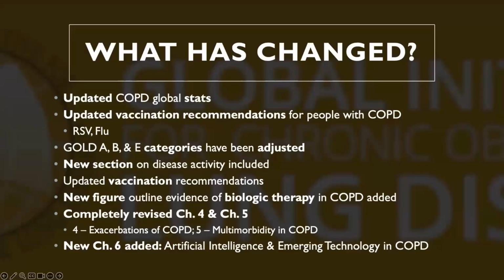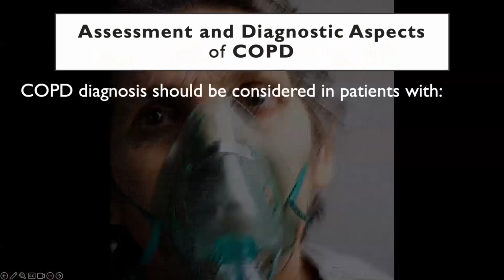In particular, Chapter 4 and Chapter 5 have each been completely updated, but there is a lot of new information, not just a revision, that is included in the latest version. And I've teased out just some of the main items on this slide. As mentioned earlier, interestingly enough, we have a new Chapter 6 on artificial intelligence and emerging technologies in COPD. And I highly recommend taking a look at that. It doesn't really get granular or specific, but it still alludes to where we're headed.